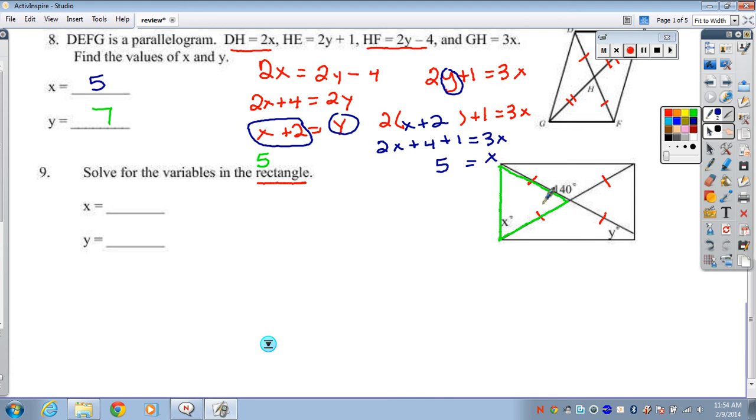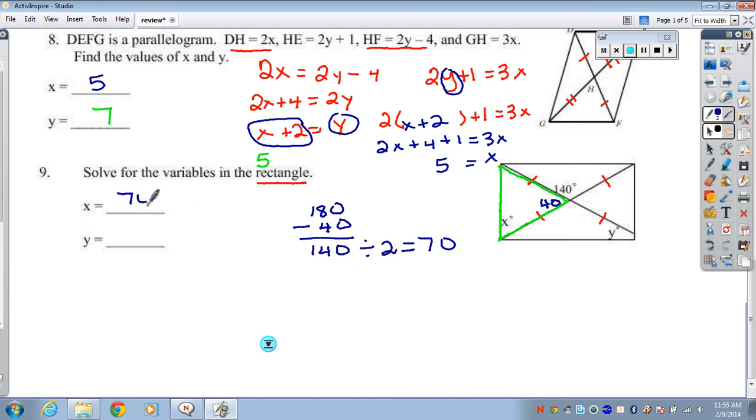This angle right here is 40 degrees because these two angles are supplementary. So this is now an isosceles triangle, so you have 180 minus 40 is 140. Divide by 2, that equals 70 degrees. So x is 70. So if we put 70 right here, this angle right here is a right angle, therefore this angle has to be 20 degrees. This triangle down here is also an isosceles triangle, therefore y is 20 degrees.